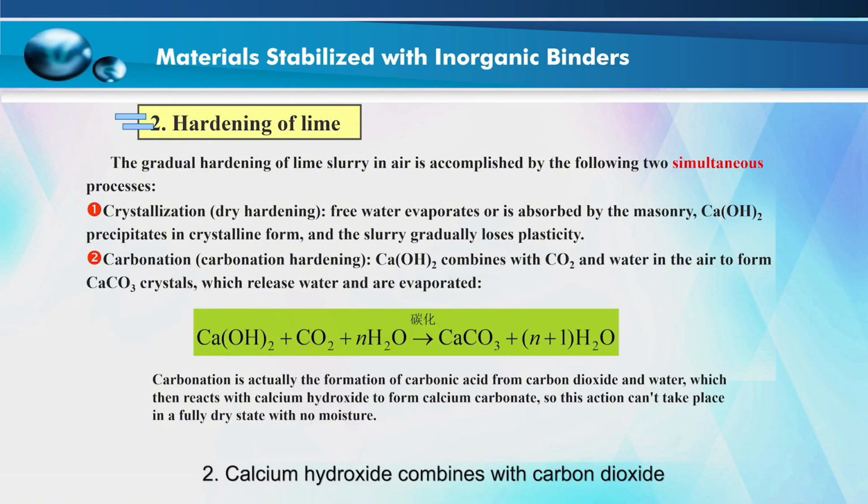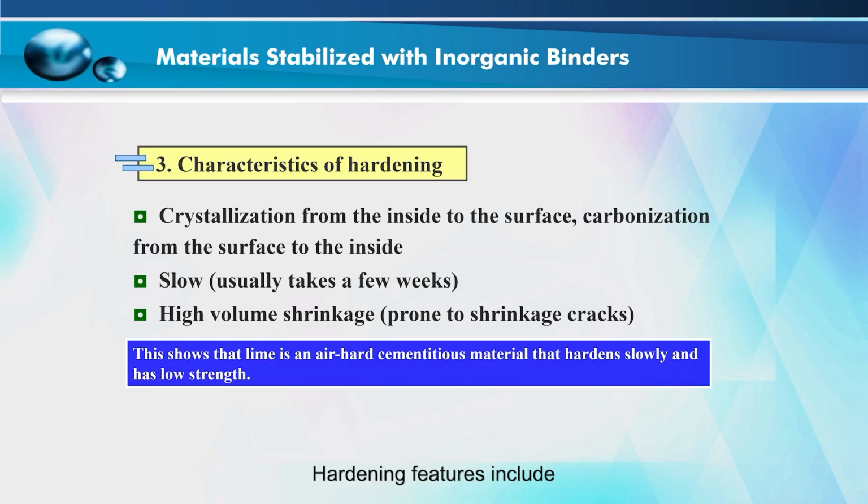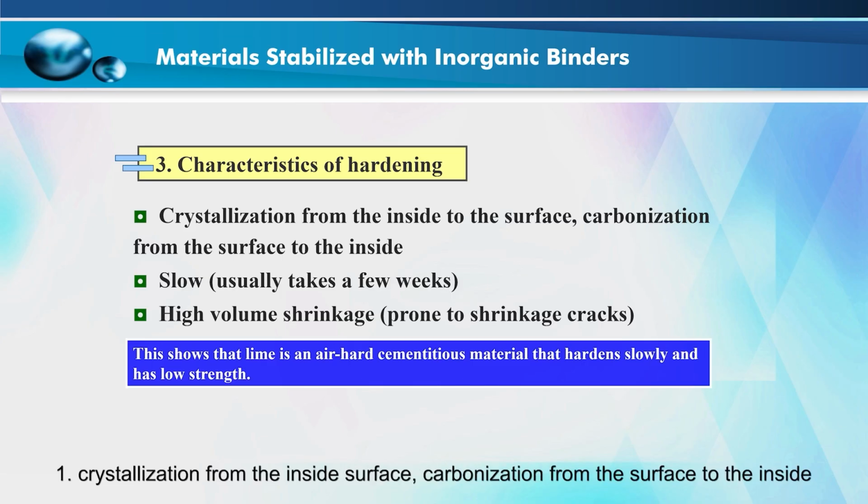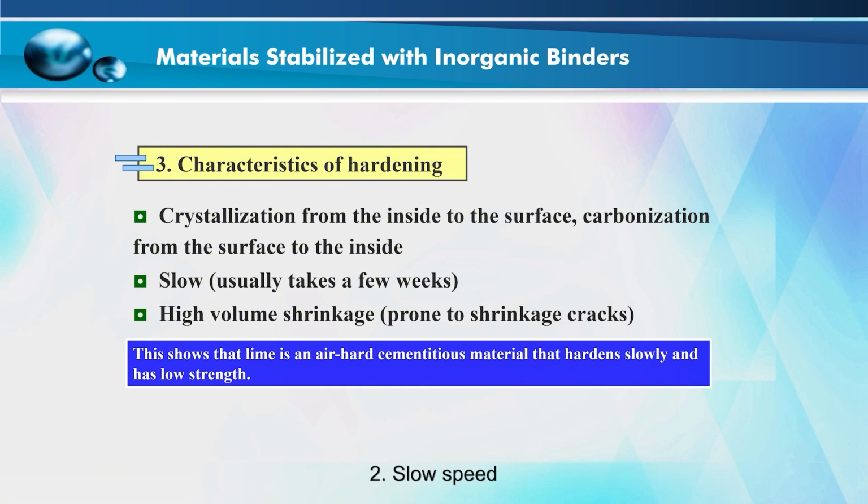2. Calcium hydroxide combines with the carbon dioxide in the air to form calcium carbonate crystals, which release water that is evaporated. Hardening features include: 1. Crystallization from the inside, carbonization from the surface to the inside. 2. Slow speed. 3. Large volume shrinkage.